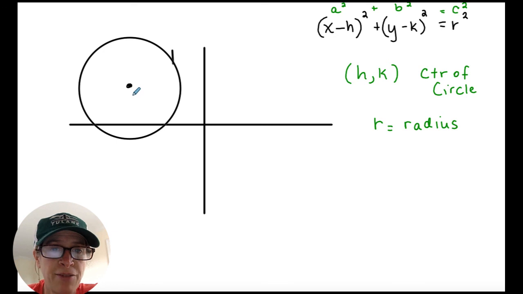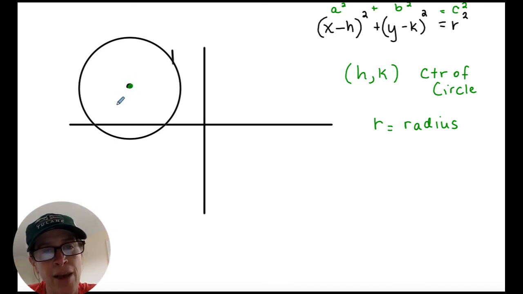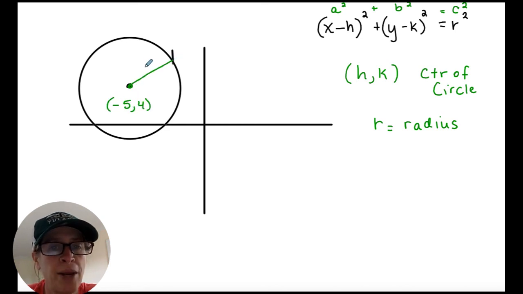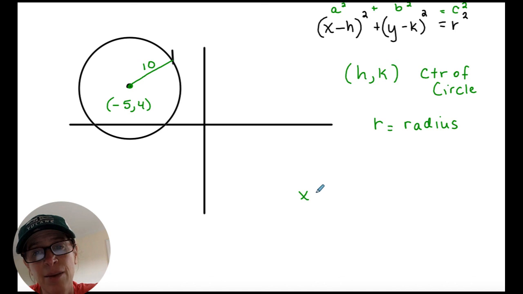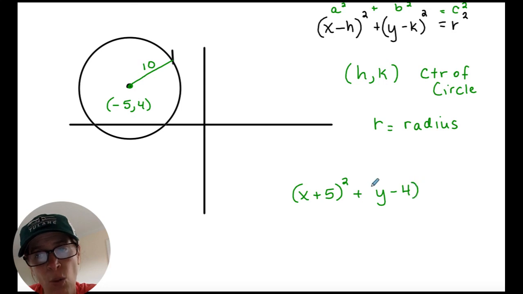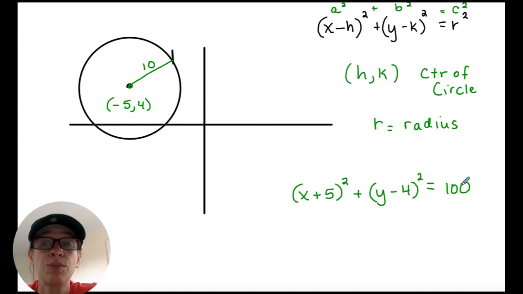So let's pretend for a second that this circle right here has a center of, how about -5, 4. And we're going to say that the radius is 10. So that would mean that my equation would be (x plus 5) squared plus (y minus 4) squared equals 100. And that gives me the equation of a circle.